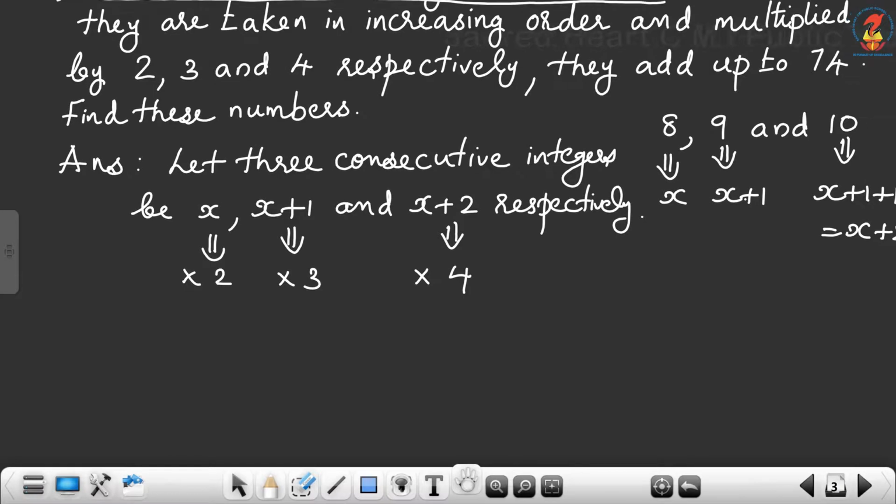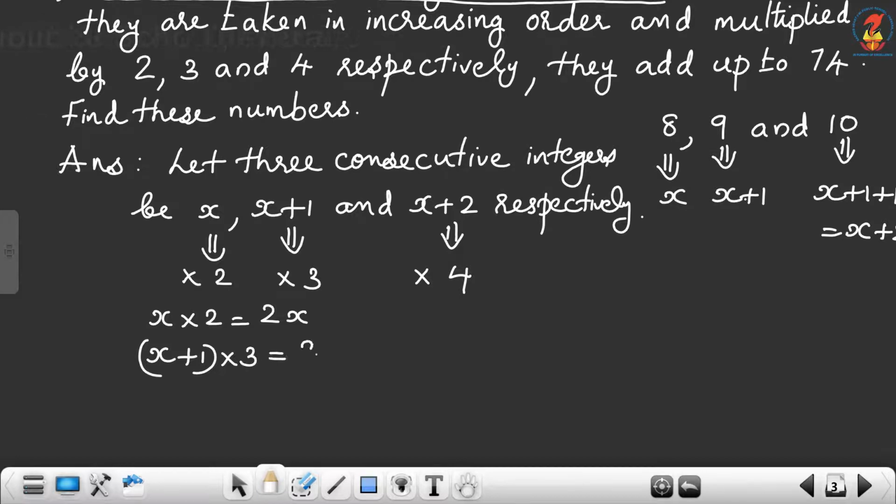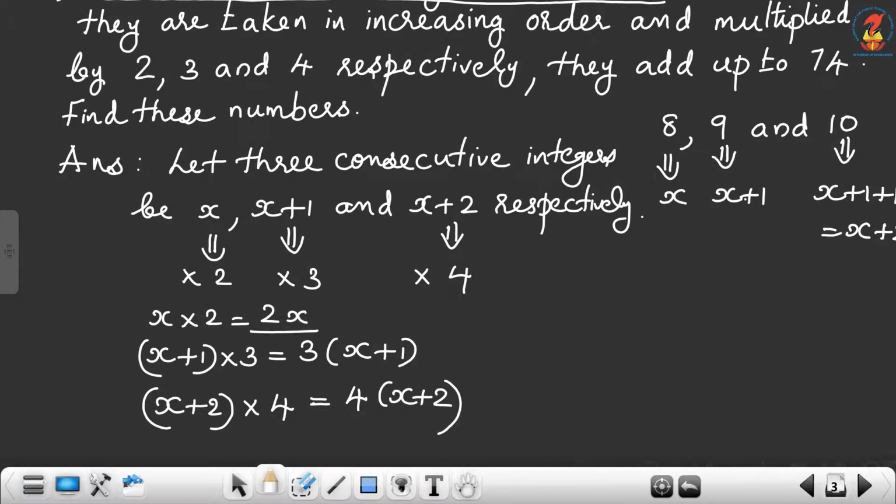So when you multiply the first one by 2, we will get x into 2, which is equal to 2x. Then the second one is x plus 1, it should be multiplied with 3, therefore 3 into x plus 1. Then the next one is x plus 2, we have to multiply this by 4, therefore x plus 2 into 4 is the same as 4 into x plus 2. So after multiplication you will get 2x, 3 into x plus 1 and 4 into x plus 2.